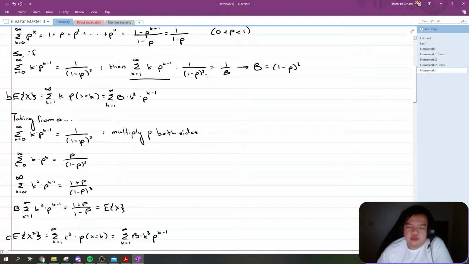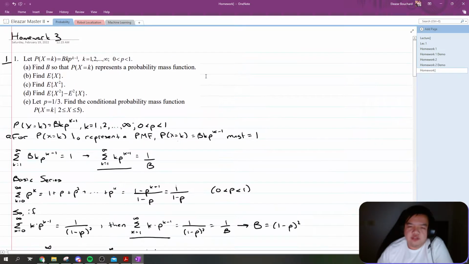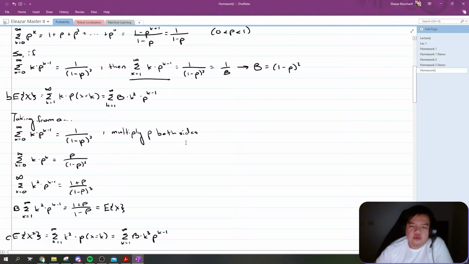Part b asks us to find the expected value. So we have the summation of k times the probability of x equals k, which we set equal to the summation of b times k squared times p to the k minus 1.